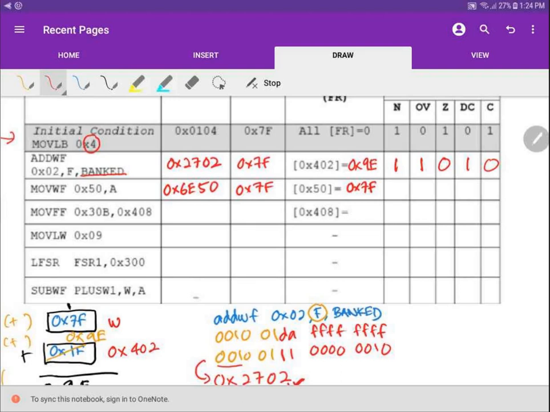Yes, the previous status maintained. So we just write down the same thing. Because it's not changing anything, so the status register will remain the same. So 11010. Any question up to this point?